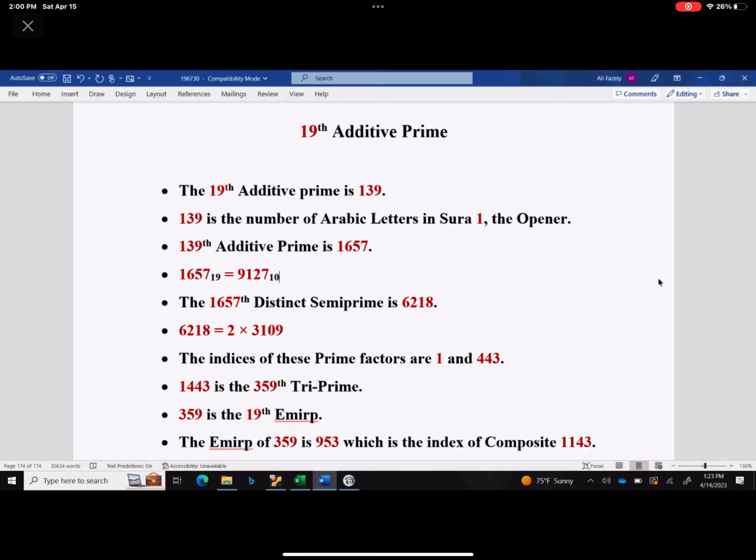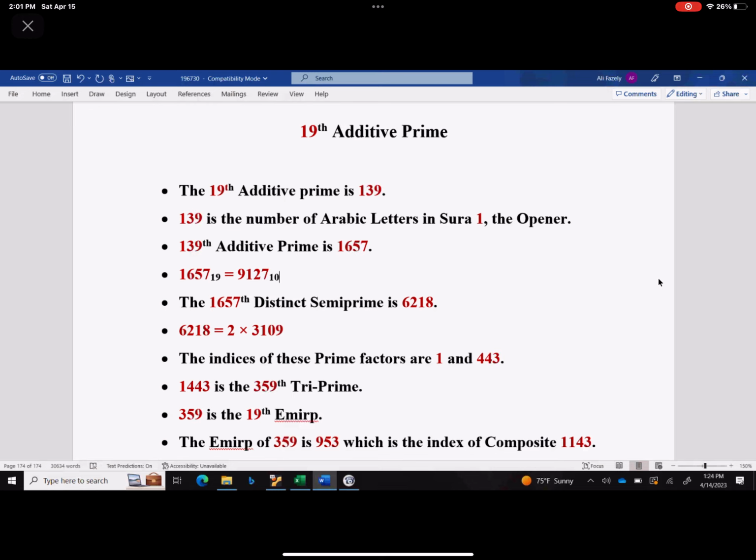The 1657th distinct semiprime is 6218. Distinct means that there is no repetition of the factors. 4 is a semiprime, but it's 2 times 2, so it's a repetition of the factor. These do not have any repetition of the factor, so they have their own indices. So it happens that the 1657th such semiprime is 6218, which is 2 times 3109. The indices of these prime factors, namely 2 and 3109, are 1 and 443.